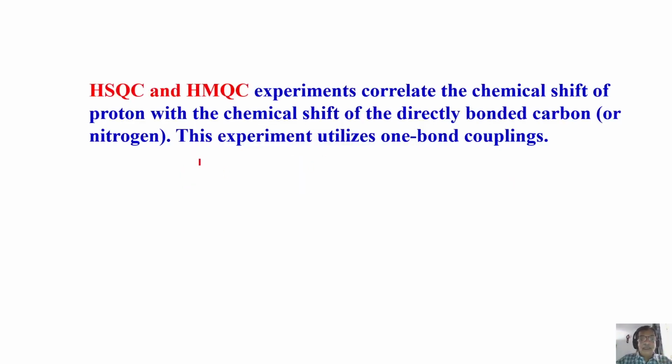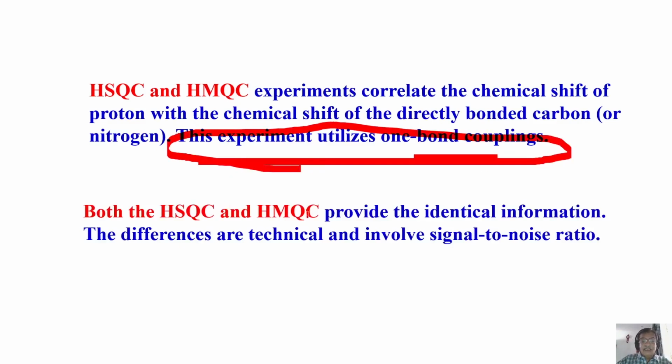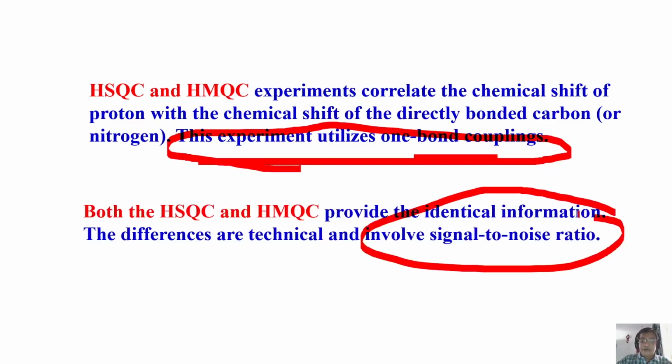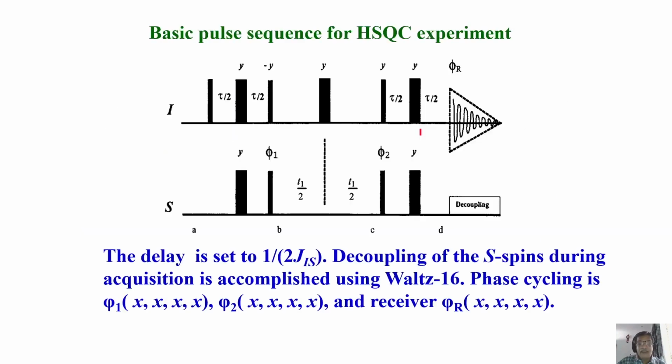Now, HSQC and HMQC, as I said, always utilize one-bond coupling. No need to repeat that. HSQC and HMQC give similar information, but for technical reasons they have different signal-to-noise ratios. That I told you, no problem. Now coming to HMBC, what does HMBC do? I told you, it correlates over two to three bonds away.